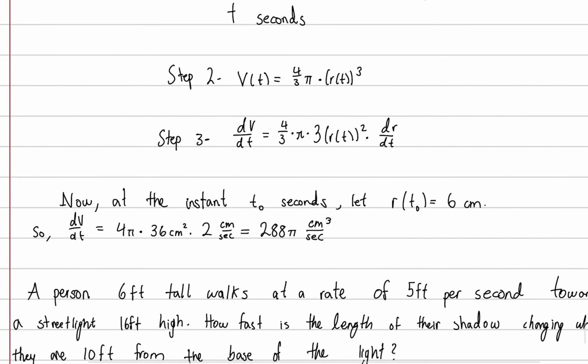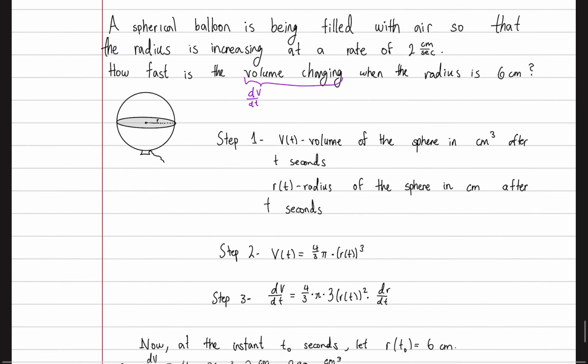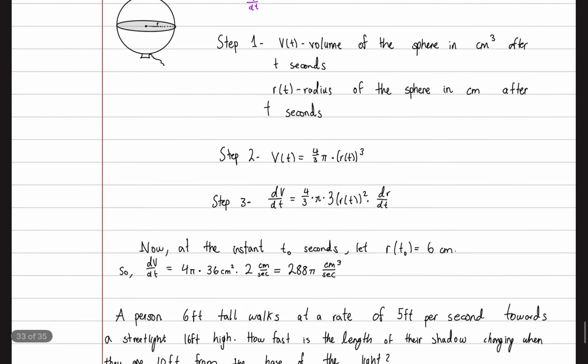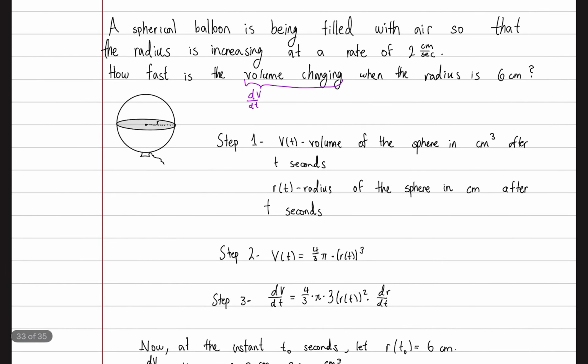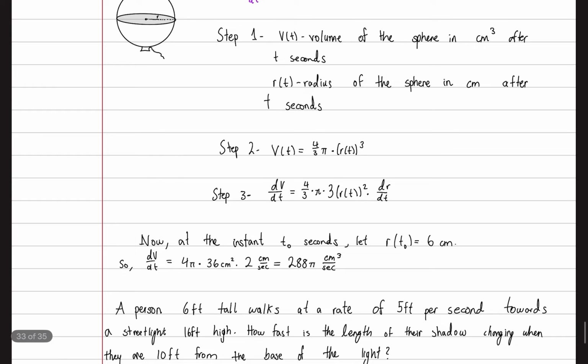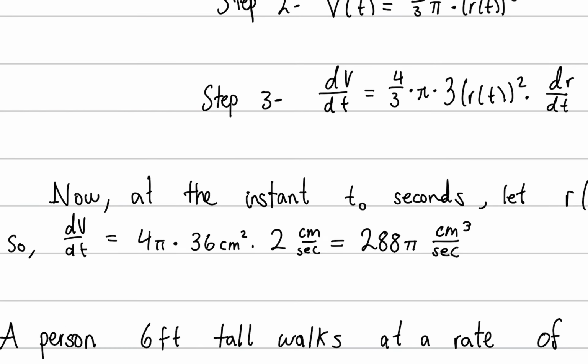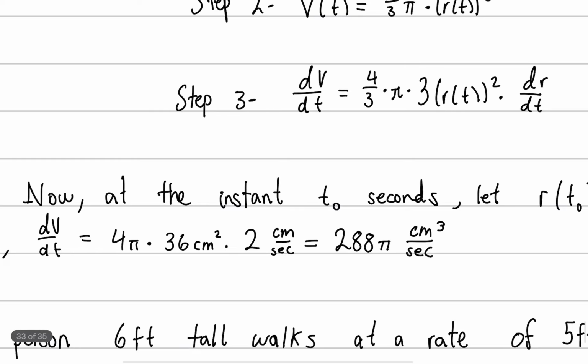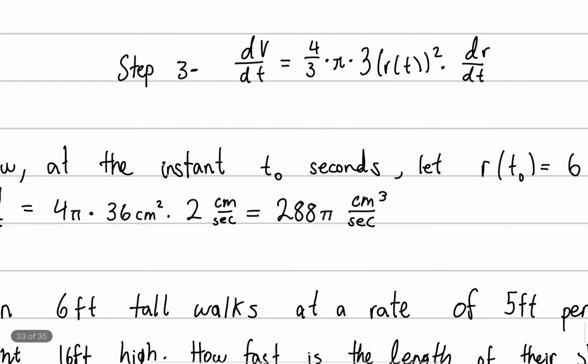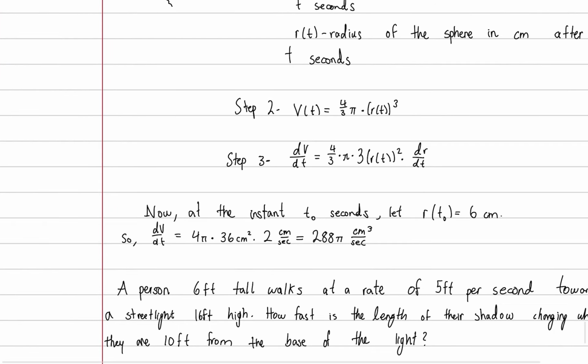So dV/dt is 4 pi times r(t) squared, which is just 36 centimeters squared. And our rate, dr/dt, it says that it's changing at a rate of 2 centimeters per second. The radius is increasing at 2 centimeters per second. That's our rate of change of the radius, right? So now we just have this expression that we can multiply out to get 288 pi centimeters cubed per second.